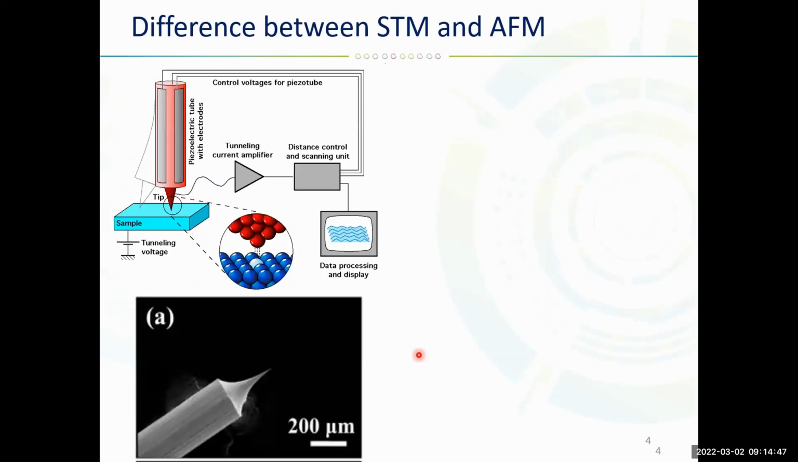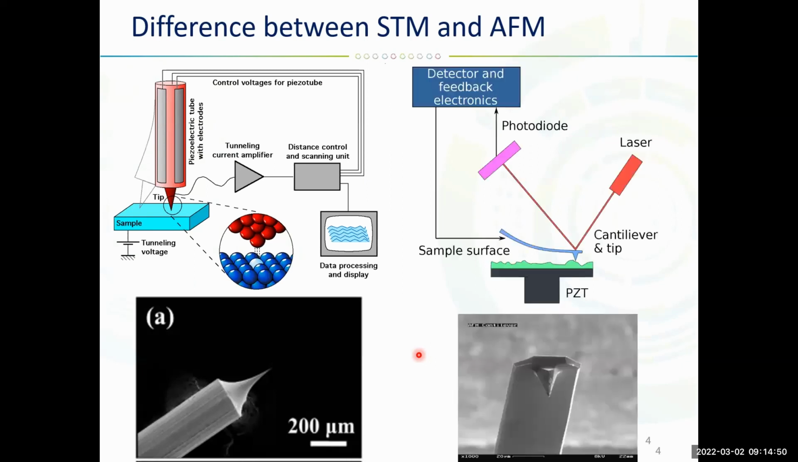On the left-hand side, you can see STM. On the right-hand side is AFM. Just a reminder, in STM, voltage is applied between a metallic probe and the sample. The voltage is typically less than 3 volts. And when the probe is close enough to the surface, about 2 to 4 angstroms, the voltage will result in a current due to the tunneling effect that we discussed yesterday, on Monday. And when the probe is far away from the surface, then the current will be 0.